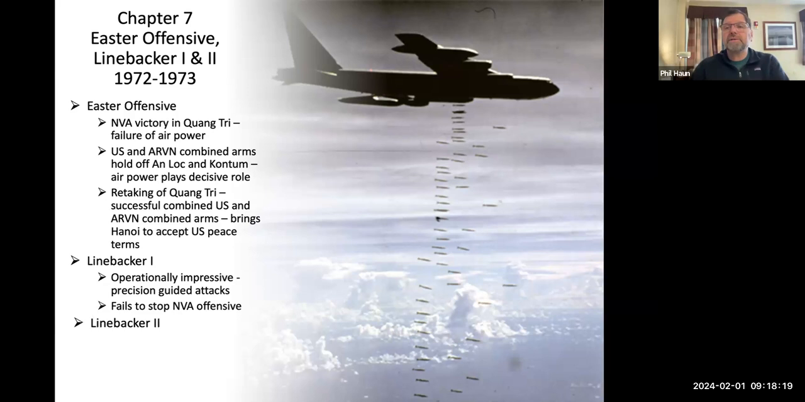And then finally, Linebacker 2, also called the Christmas bombing, is in 1972. Nixon unleashes B-52s over Hanoi. And eventually we see the North Vietnamese coming back to the table once they run out of SA-2 missiles and they don't have the support from China or the Soviet Union to continue the fight. They accept a peace deal. But it's important to note it's the exact same peace deal they had agreed to back in September.